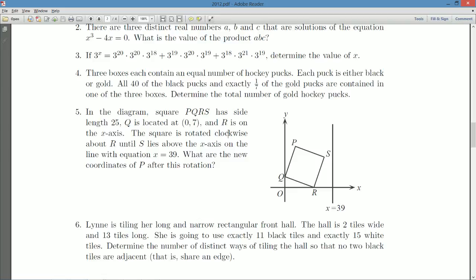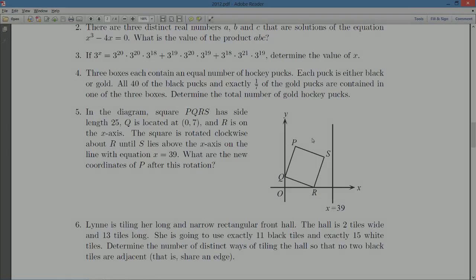The square is rotated clockwise about R, so R will be fixed and Q will sort of move up like this, P will move over like this, and S will move over sort of along an arc like that. It's rotated clockwise about R until S lies above the x-axis on the line with equation x equals 39. What are the new coordinates of P after this rotation? After this rotation, S will be leaning up against this wall. Q will be off the y-axis wall, and P will be somewhere up here. We want to find the coordinates of P.